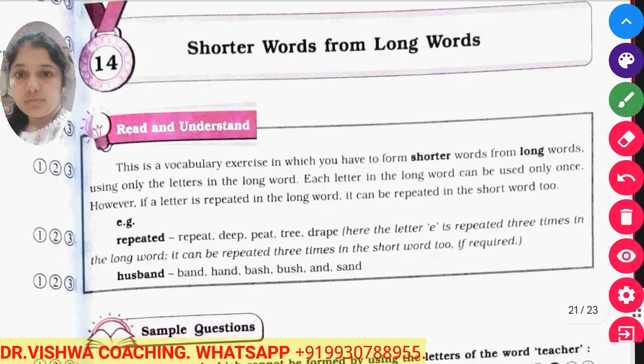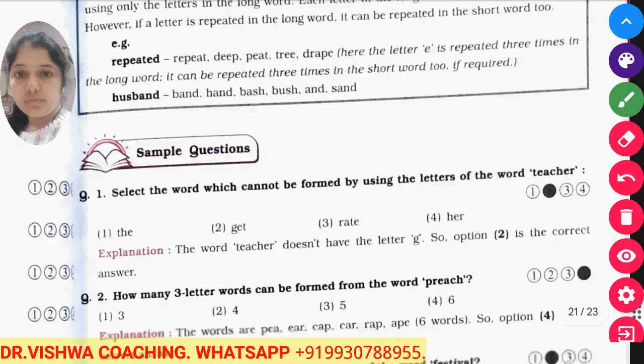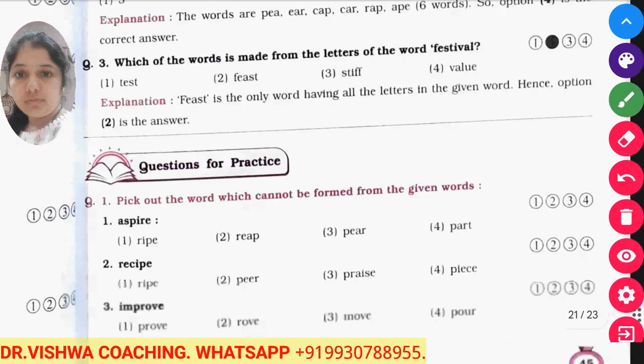So one example is given here. Repeated is the long word, and they had formed so many words from that, like repeat, deep, peat, tree, drape, etc. So like this we have to form the shorter words from the long word.